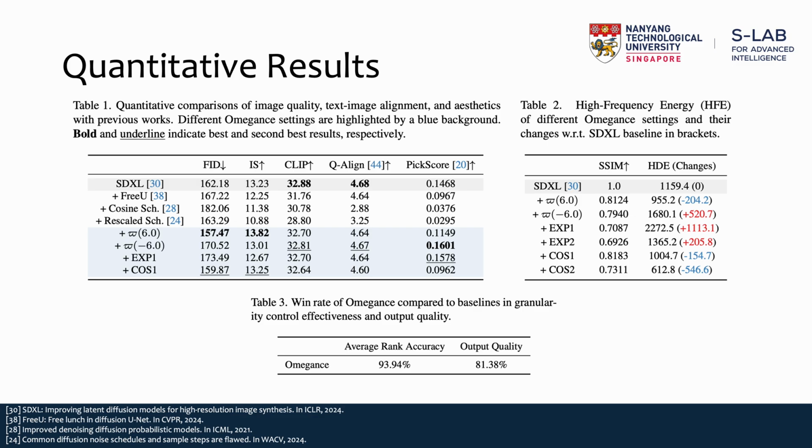Finally, Table 3 reports our user study. More than 93% of the participants correctly ranked the images by their granularities, and over 81% preferred Omegance outputs. Together, these results validate both the objective and subjective effectiveness of our approach.